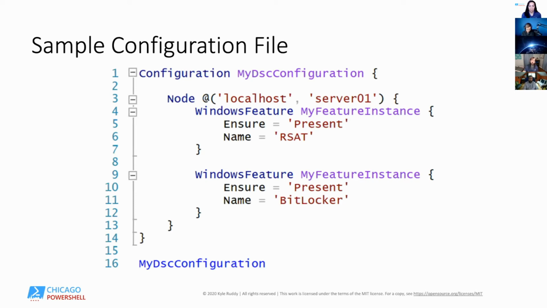From that point, we're making sure that there are 2 different Windows features present. We can see on line 4 and line 9 that we're using the WindowsFeature resource in order to create these things for our RSAT, or remote server administration tools, as well as BitLocker, making sure that both of those are installed and present. And then at the bottom, we're calling out our MyDSCConfiguration, which is the compilation, basically turning this configuration into that MOF file that I was referring to.